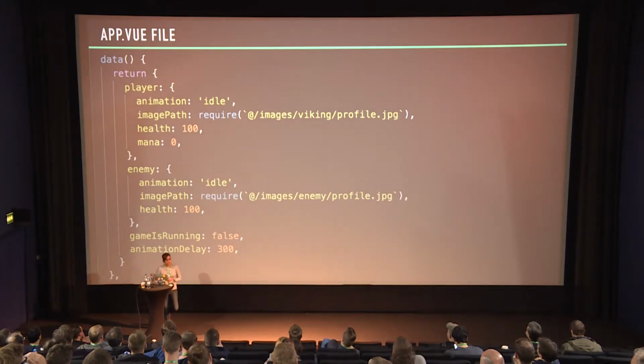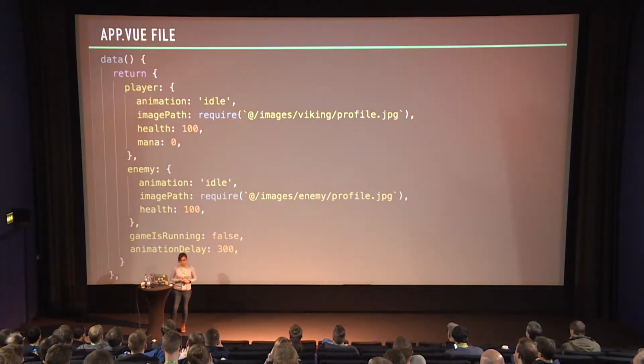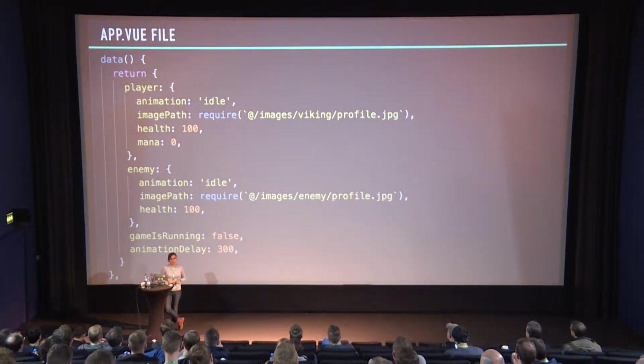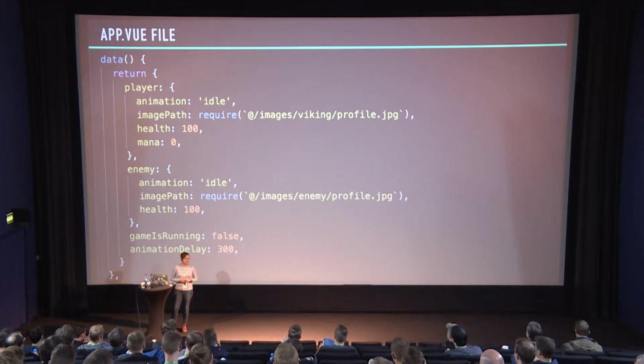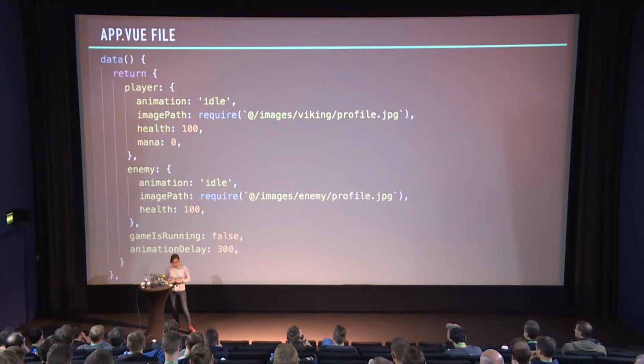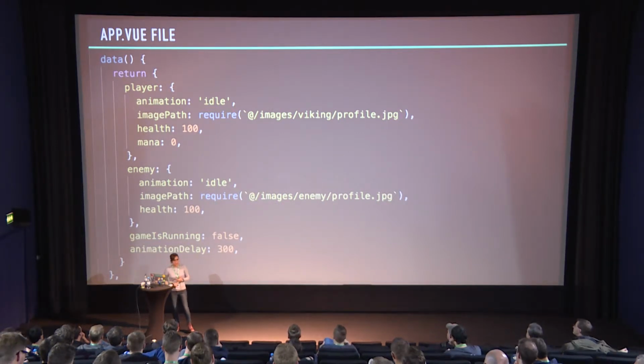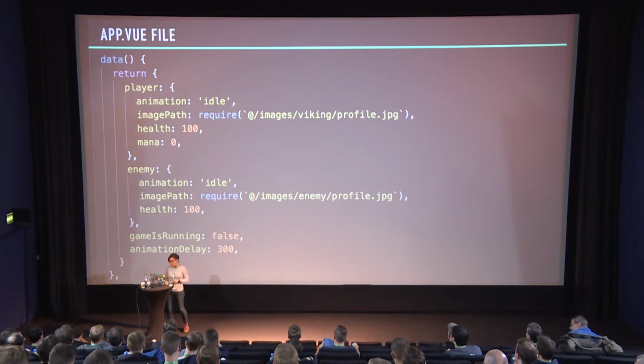So in our app.vue file, which is the file that contains all the logic for the game, we basically have two objects, one for our character, which is the player object, and one for the enemy. Both these objects contain similar information. We start with the animation of each character set to idle, and then we have the image path for each one of them, and both of them start with the health at 100. In the case of our character, we have the mana, which is that blue bar that I mentioned before, and the enemy doesn't have it. Also, we have a variable to define if the game is running or not, and an animation delay that we are going to use later on.